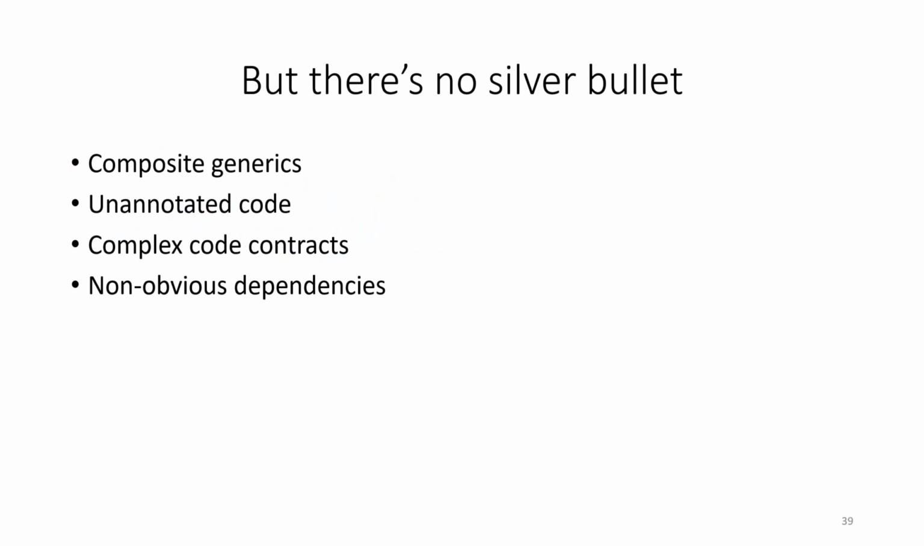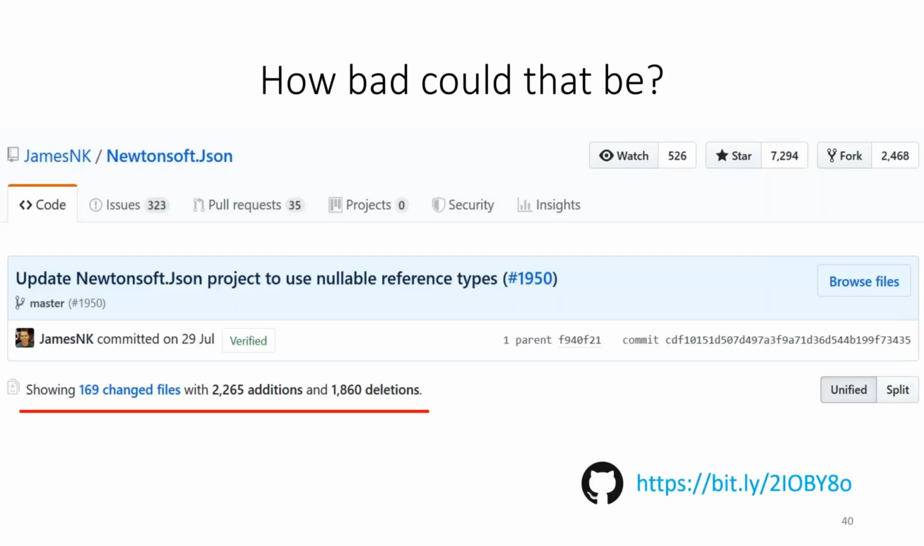But unfortunately, there is no silver bullet. There are composite generics, not annotated code, complex contracts, and just code too complex for these inspections to figure out. So unfortunately, in the end, it's still you who will make the decision about whether something is nullable or not, and it's still a lot of effort. It could be very bad.